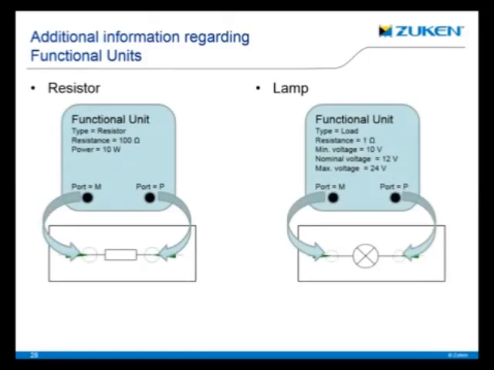Here we see a functional unit for a resistor. The type is resistor, and the value of resistance, for example, is 100 ohms, and there is also a maximum power needed, for example, 10 watts.